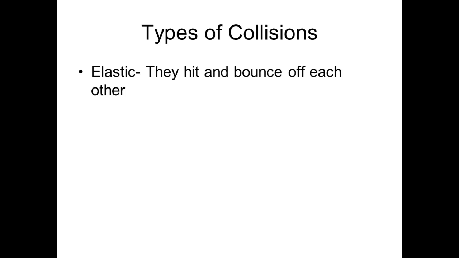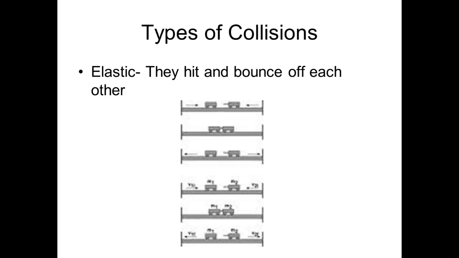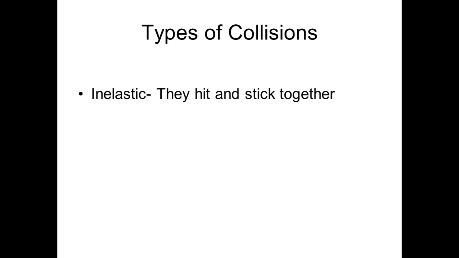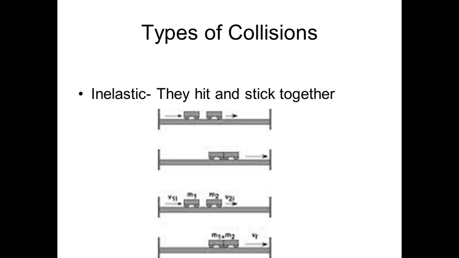There are two types of collision. Elastic: they hit and bounce off each other, just like the two pool balls. So they hit and they bounce off. Inelastic: they hit and stick together. So that was the first example. We also can see the opposite of inelastic. When you see examples involving a bullet, it starts as one object, a gun and a bullet, and it ends as two, a bullet and a gun.